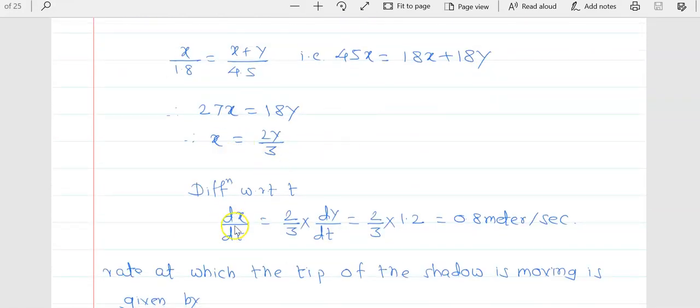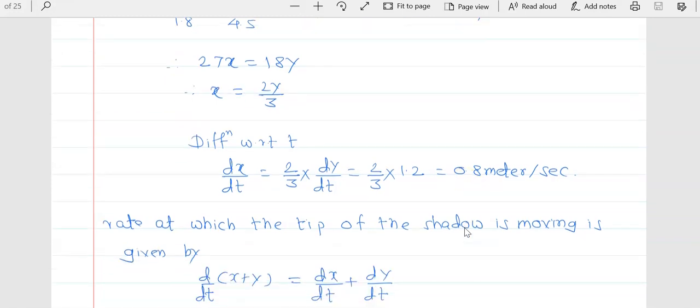Therefore, dx/dt is equal to 2/3 dy/dt. Substitute the value of dy/dt, which is 1.2, and after calculation, you get 0.8 meter per second. That is the rate at which the shadow is lengthening.